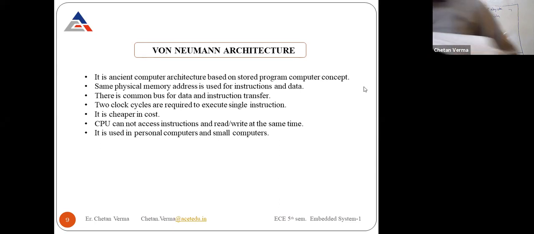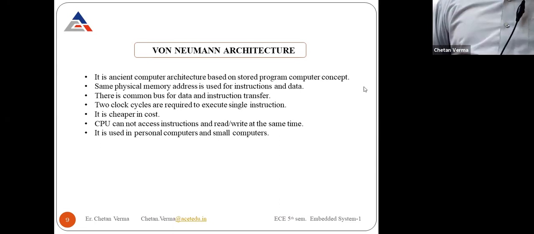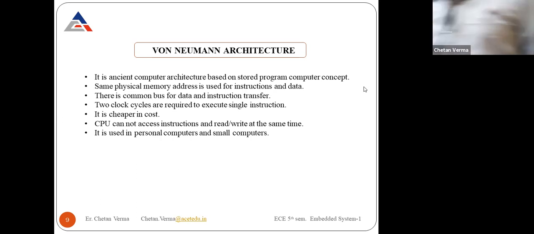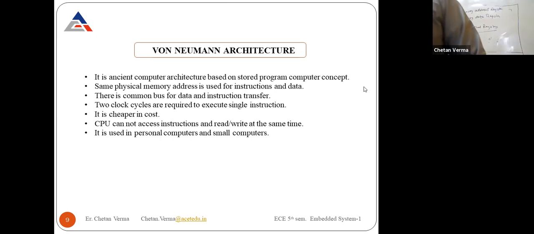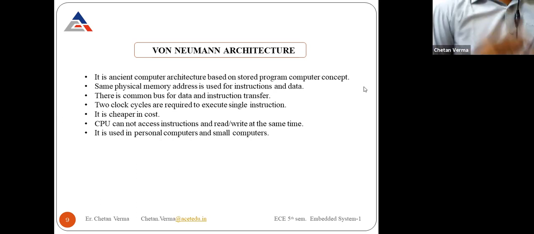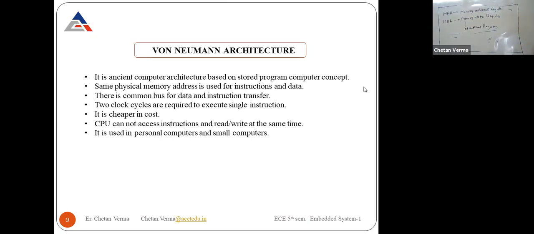Okay, so what are the differences, what are the advantages and disadvantages of our Harvard architecture, and which advantages and disadvantages are in von Neumann. That is under the category of advantages and disadvantages of the von Neumann architecture. Okay, I have to elaborate one by one.